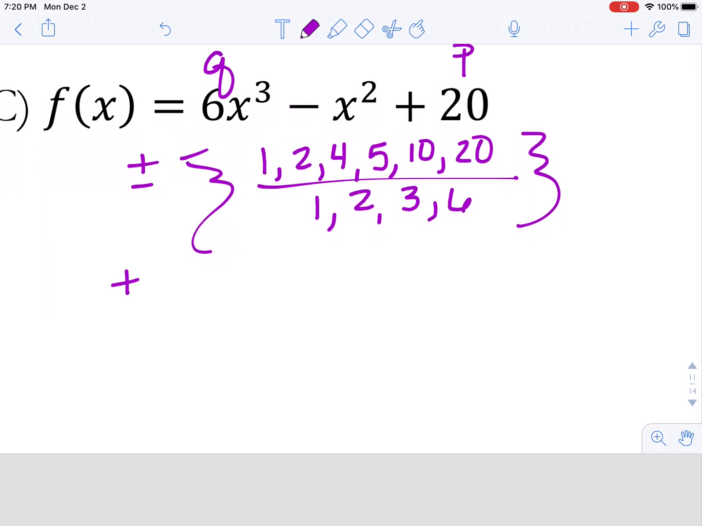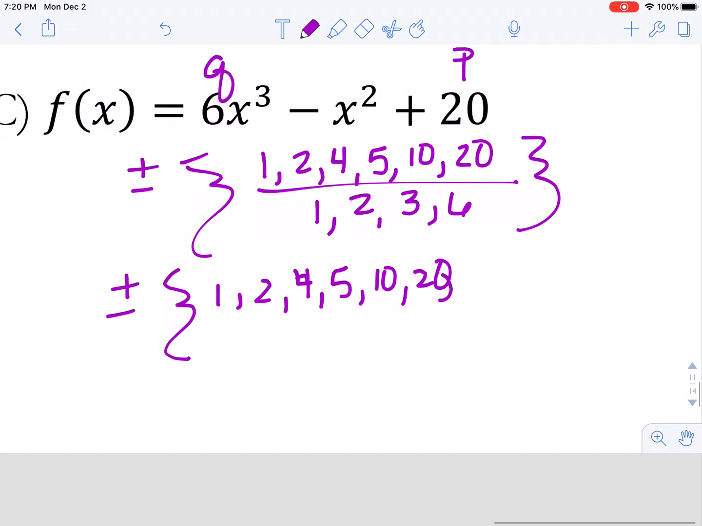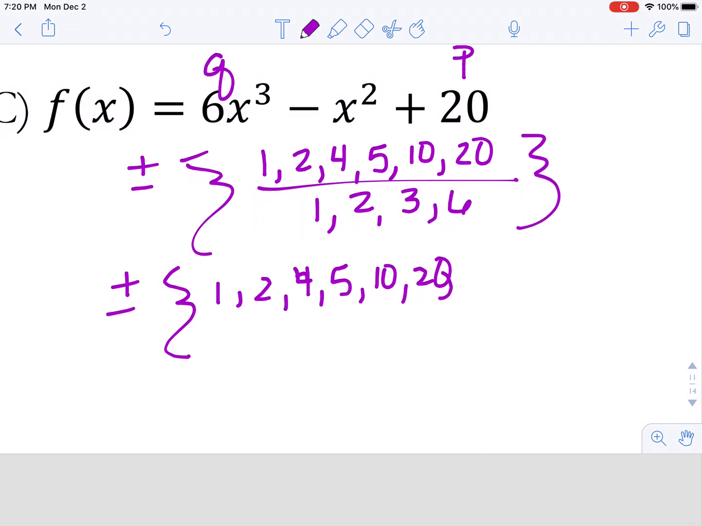Okay, hopefully you did that. Possible factors would be all of what's on top: 1, 2, 4, 5, 10, and 20. Then we would also have everything with a 1 in the numerator: 1/2, 1/3, 1/6. I'm going to do the same thing with 2. 2 over 1 is 2. We've already used that. 2 over 2 is 1. We've done that. We would have 2/3. We would have 2/6, which is 1/3. We used that already.